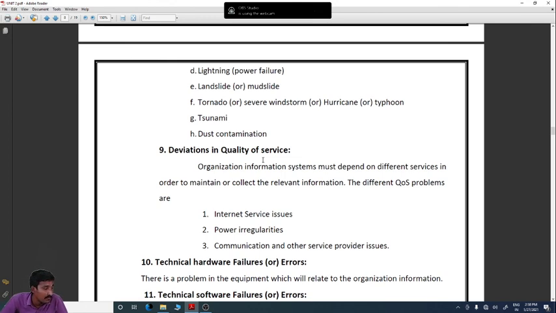We are always looking for quality of service, we are looking for information, we are looking for a safe environment. But if informing is not possible, we can't assure that the quality of service from that application is 100%. So that is a simple example. Quality of service also relies on internet service issues, power irregularities, and communication with other service providers, I mean communication with other devices.